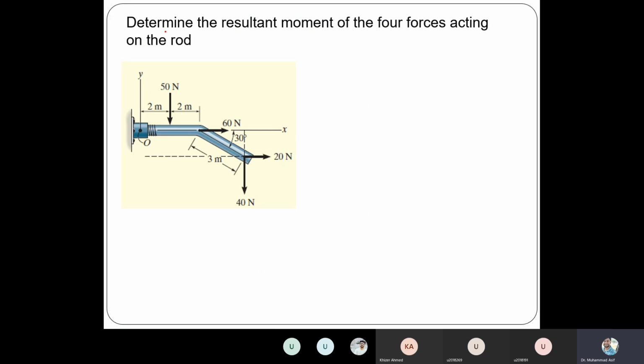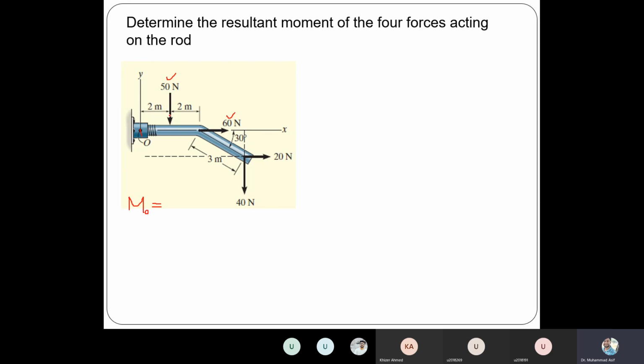Now this is a simplest example. Determine the resultant moment of the four forces acting on the rod. So on the rod there are four forces: 50 Newton, then 60 Newton, then 20 and then 40. What is the resultant moment about this point O? Resultant moment means we have to figure out the moment about point O, so we have to see the contribution of each force.